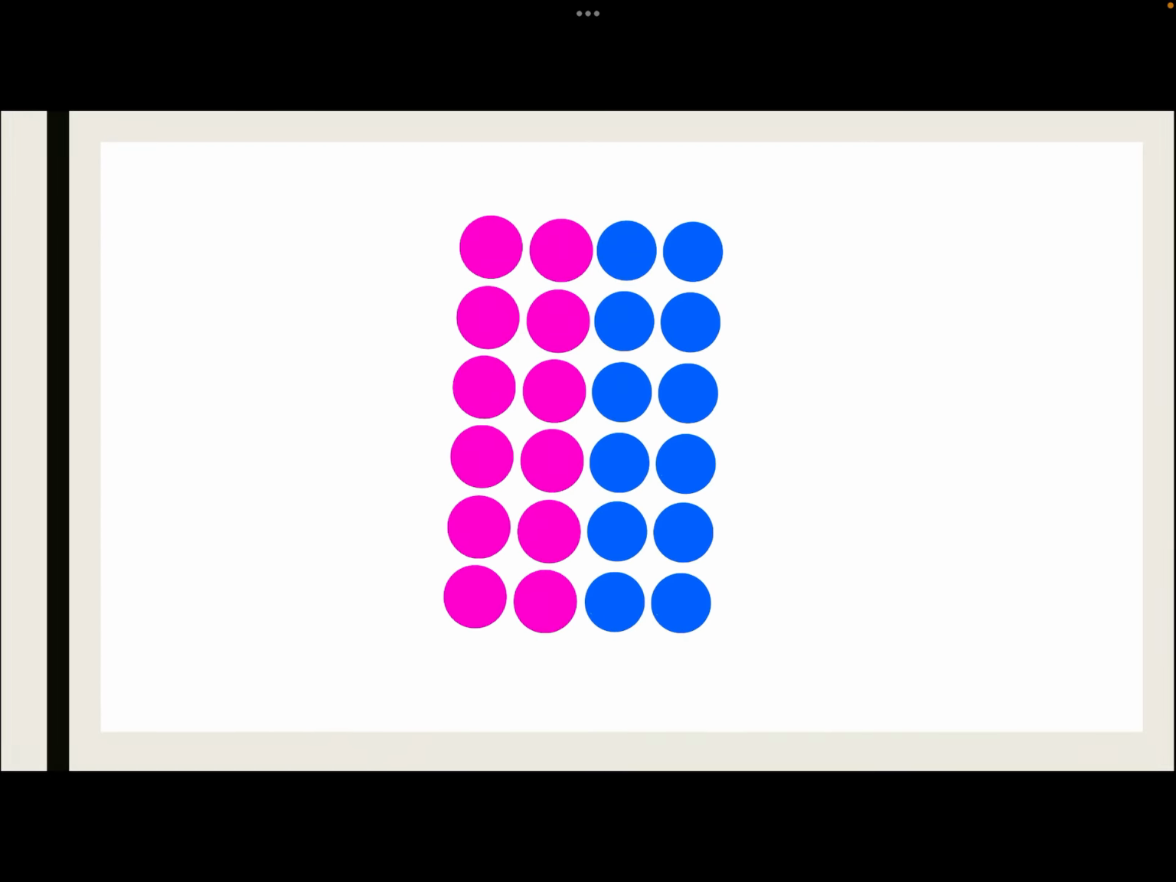Next is the law of similarity. Now on your screen, you see several dots. Now you may look and say there are two different sections. The right side, you have 6 blue dots going up and down and 2 blue dots going across. And on the left-hand side, you have 6 pink dots going up and down and 2 pink dots going across.